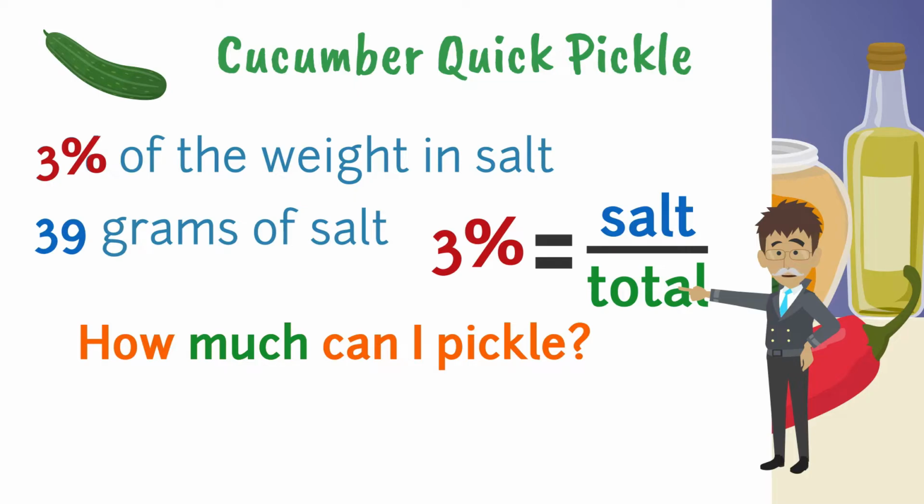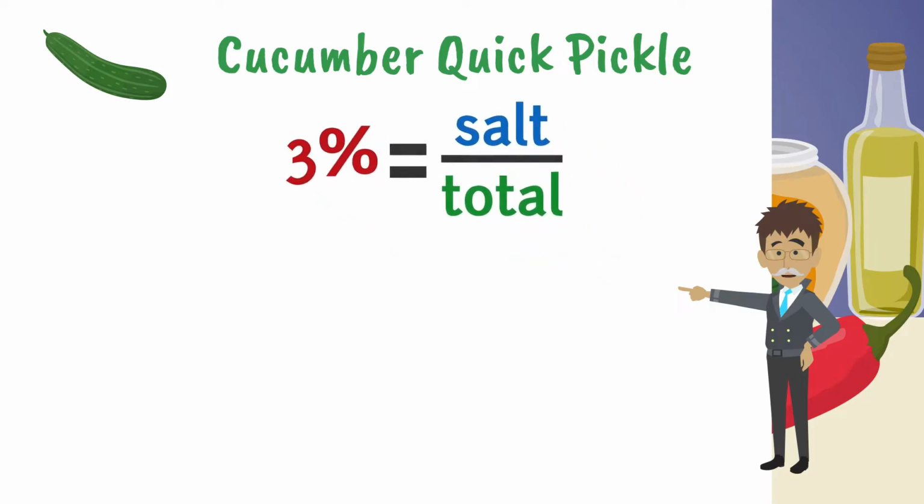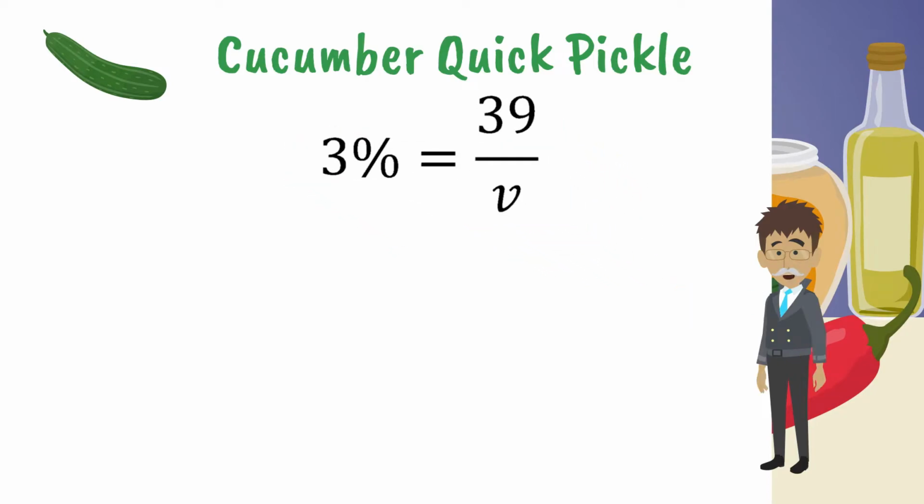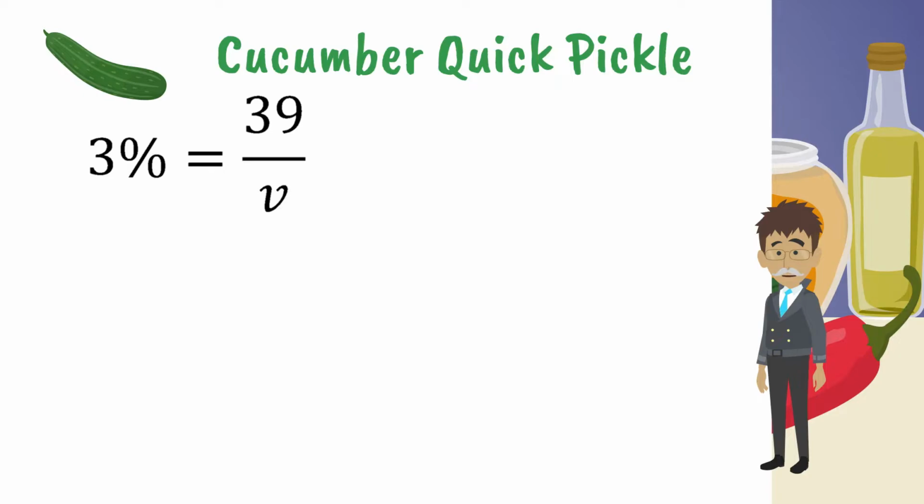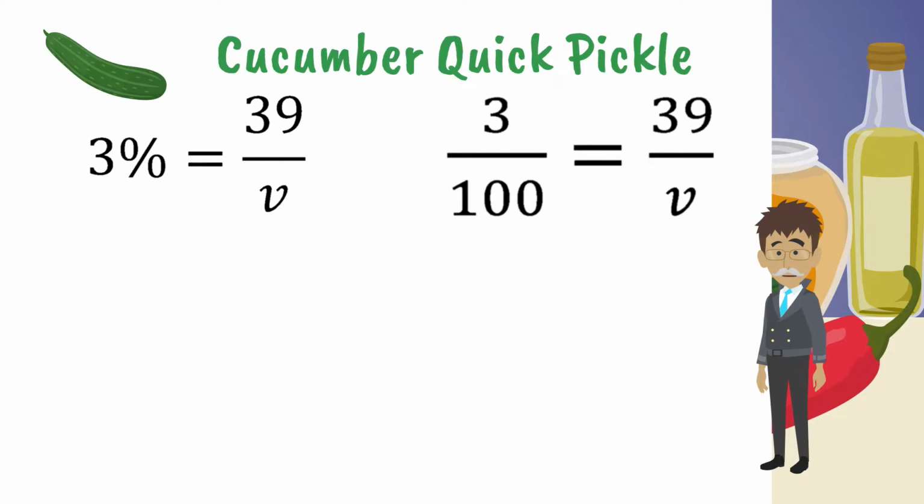We can use an equation to find the number of grams of veggies we need with 39 grams of salt. Let's rewrite this as an equation and convert the percent. The equation 3 over 100 equals 39 over V represents this situation.